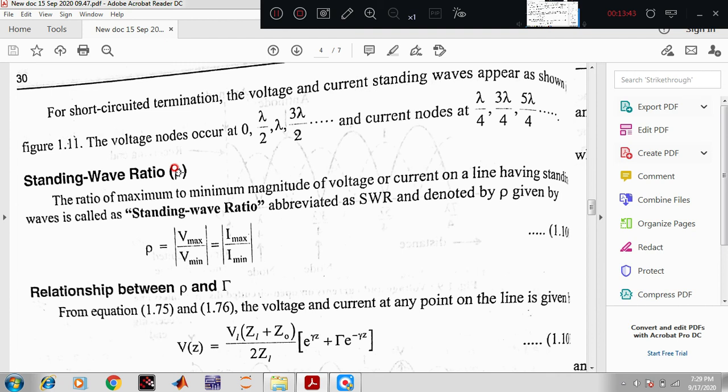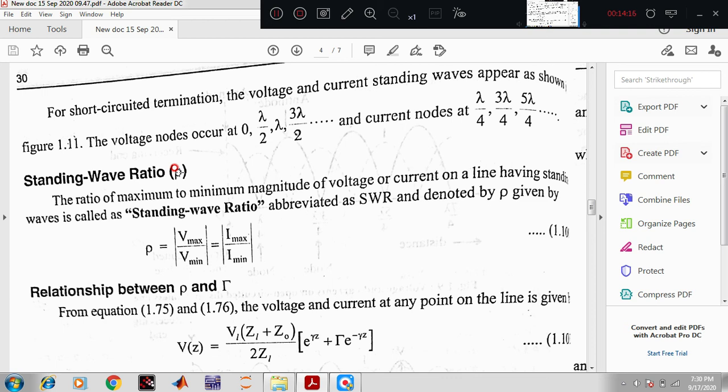So it is a very simple concept, and here the definition for the standing wave ratio is given by, it is a ratio of the maximum to minimum amplitude of voltage or current over a line having standing waves, right? So whenever there is a standing wave which propagates along the z direction, we know that in a standing wave there is a variation in the voltage as well as current, right?